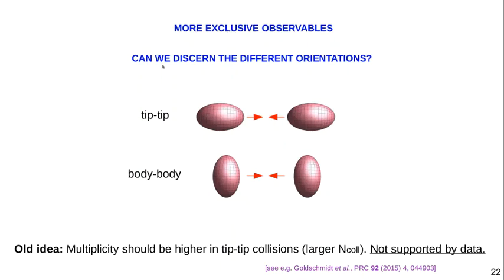There has always been the question whether we can discern tip-tip and body-body collisions. This was also discussed by Prithwish. In fact, this was one of the motivations for the uranium-uranium run, since you should be able to distinguish between these two, because this should produce more multiplicity than this one, if there is an N-coll scaling underlying particle production. But actually this was not supported by data. For instance, it was shown in this paper that this scaling predicts something not consistent with what is observed. So the scaling is more probably like N-part, which is in fact consistent with the models we use today.